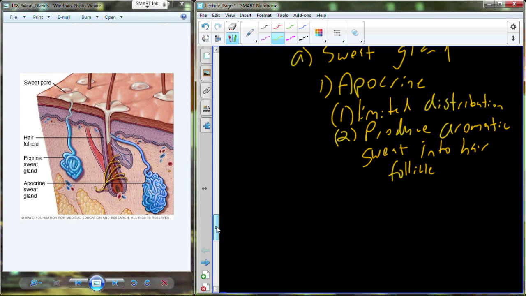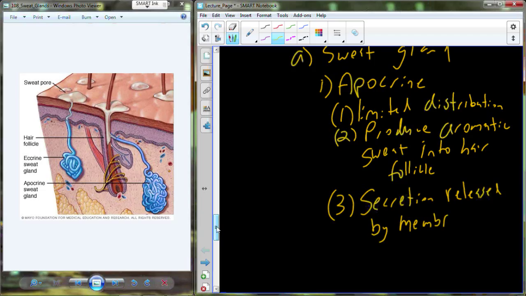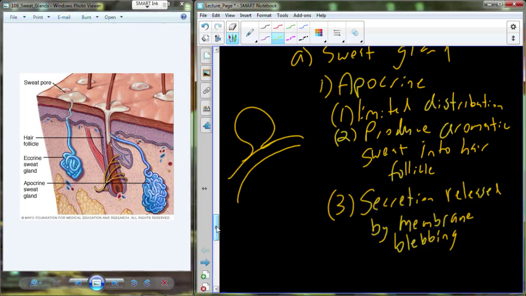Before I go on, the way that the material is secreted: the cells that produce this aromatic sweat release the material by membrane blebbing, which is such a great word. So membrane blebbing. And really what that is: here's my cell. The sweat's produced and it gets caught up into the membrane. And the membrane just forms these little packets and blebs out. So the sweat's inside of here and it just blebs out. And then that sweat is released into the lumen, the open space of the apocrine sweat gland, and makes its way up here into the hair follicle.